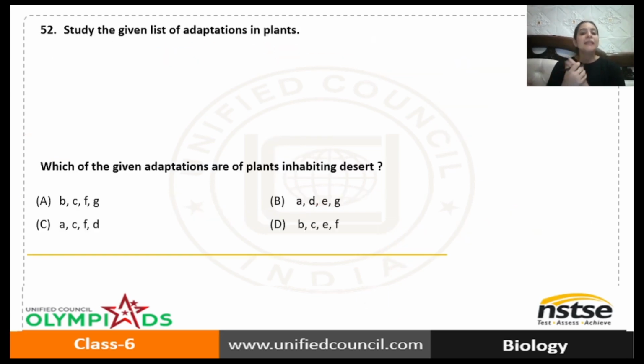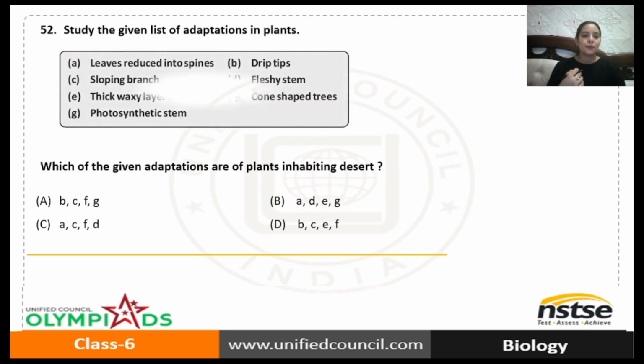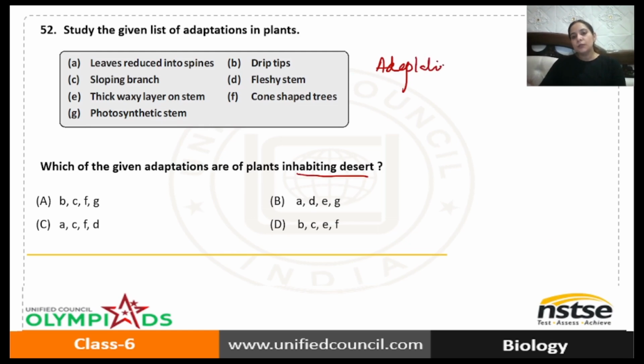Next question. Study the given list of adaptations in plants: leaves reduced to spines, drip tips, sloping branch, fleshy stem, thick waxy layer on stem, cone-shaped trees, photosynthetic stem. We need to pick which of them are correct in response to desert plants. Now, what do we mean by adaptation? They are the specific features which develop in organisms or in plants so that they can survive well with the changing climatic conditions, or survive well in their habitat.